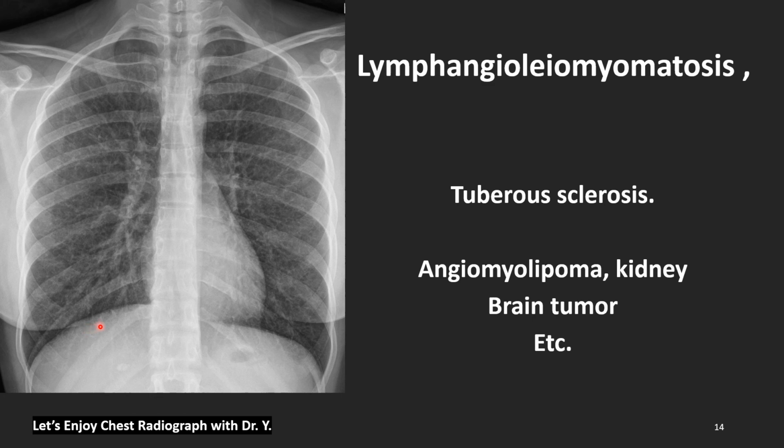Okay, do you agree? The name of the disease is lymphangioleiomyomatosis. As the name implies, there is much smooth muscle cell proliferation in the lymphatic and lung tissue. It is a kind of manifestation of the disease named tuberous sclerosis. There can be angiomyolipoma in the kidney, maybe brain tumor, etc. Let's see carefully the cystic structures here.